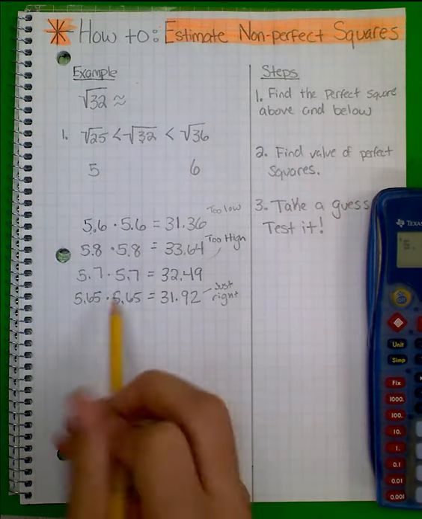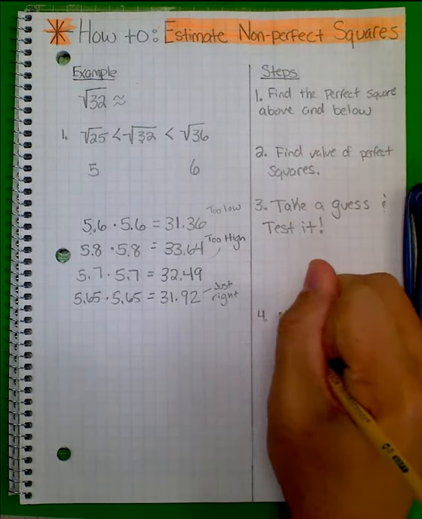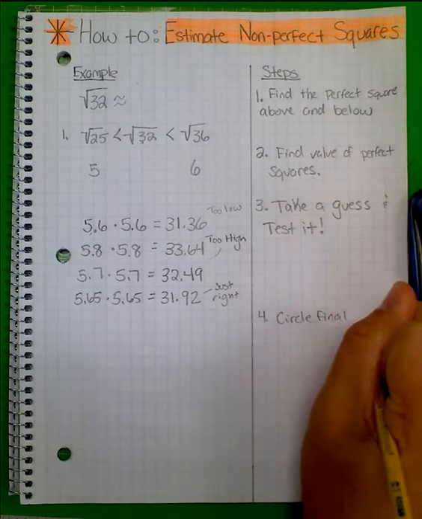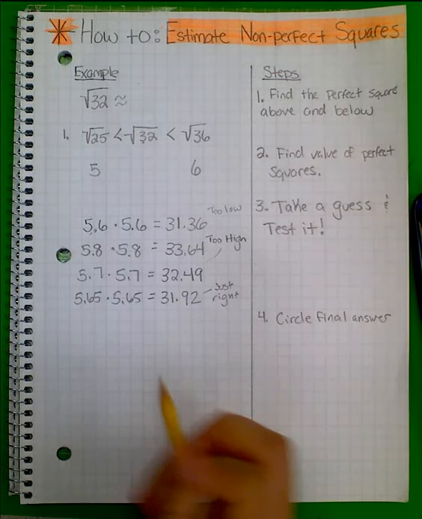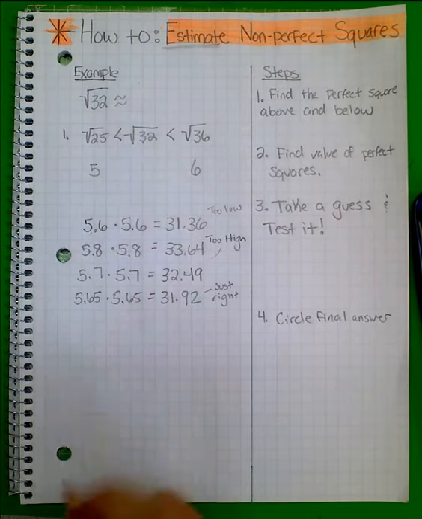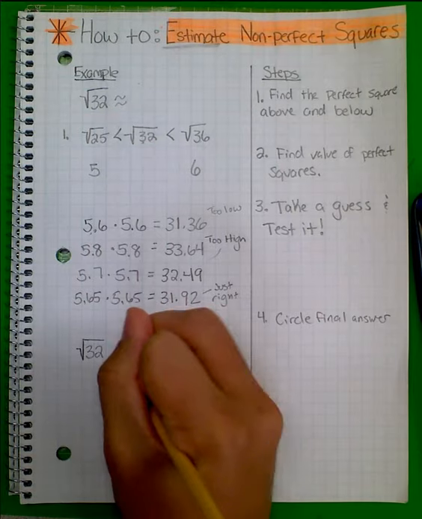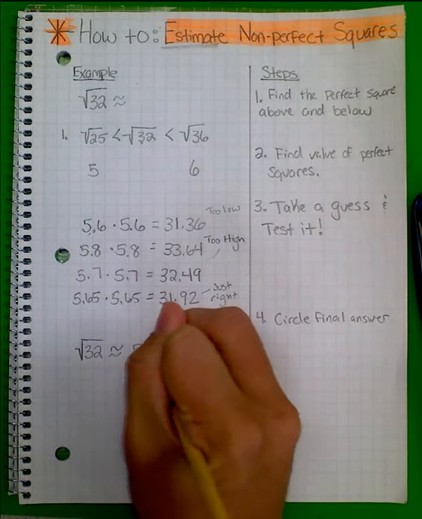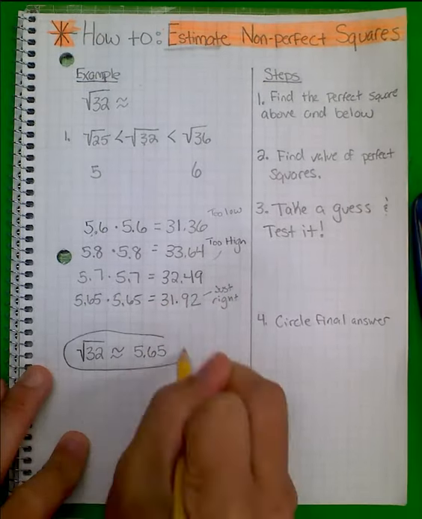So what did I just figure out? Well, I got to finish the problem. So circle final answer. And because we can't get an exact value, again, we're estimating. That's the key point here. So here's my final answer. The square root of 32 is approximately equal to 5 and 65 hundredths, or 5.65. And I am all done.